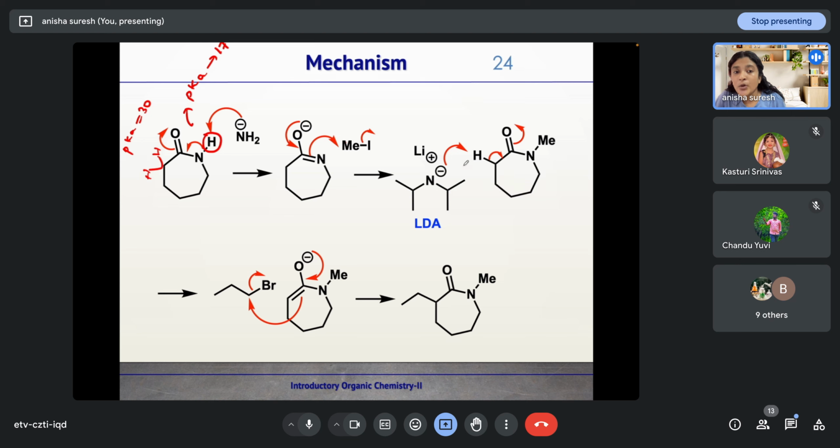Now next step is treating with LDA. When we are treating with LDA, it will be abstracting this proton. There is no proton here. So LDA will be abstracting this proton, which is also acidic, having a pK of 30. It will lead to formation of this enolate. And once this lone pair of oxygen will fall, this carbon-carbon double bond will go and attack on this ethyl bromide. Bromide will be leaving, leading to formation of this product. This is the final product that will be forming. So first step, we will get this as the product. And in the second step, we will get this product. Clear?